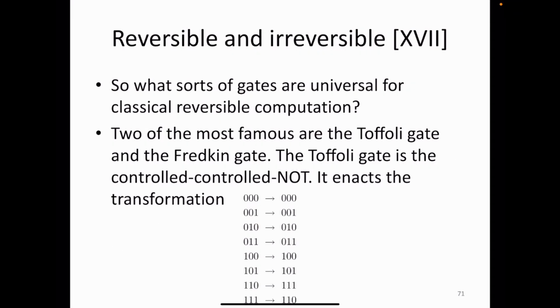What sorts of gates are universal for classical reversible computation? The two most famous are the Toffoli and the Fredkin gates. A Toffoli gate is a controlled-controlled NOT, which enacts the transformation as given below. You can see that it leaves the rightmost bit alone, except if the first two are 1. Then it applies the NOT operation to the rightmost bit.